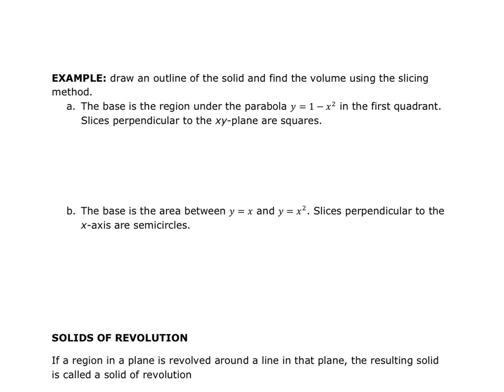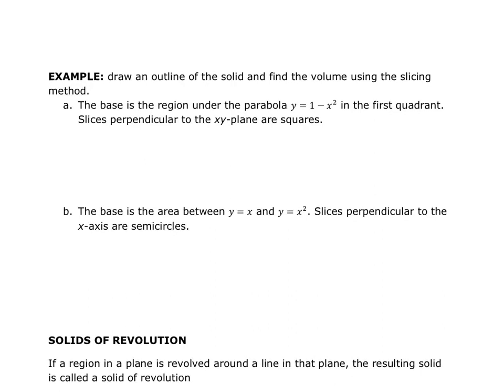So let's first start out with drawing an outline of the solid, finding the volume by the slicing method. The base is the region underneath the parabola y equals 1 minus x squared in the first quadrant. Slices perpendicular to the xy plane are squares. So we are trying to figure out what this looks like.